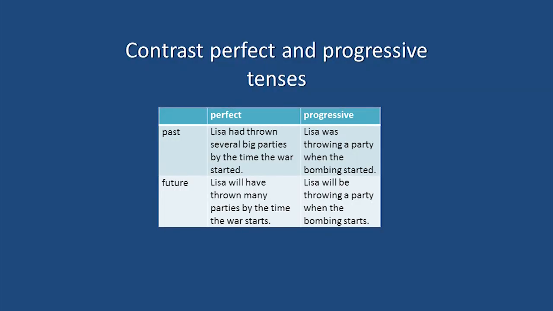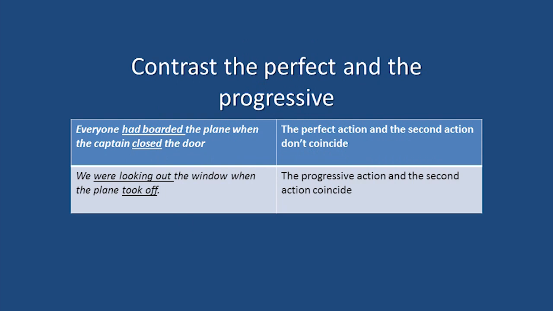Okay, if we subtract the present tenses, we're left with 4 tenses: past and future, perfect and progressive. They express a stark contrast too. The perfect tenses mean the action came before another action, and the actions didn't coincide. Everyone had boarded the plane when the captain closed the door. The progressive tenses mean the action coincides with another action. We were looking out the window when the plane took off.